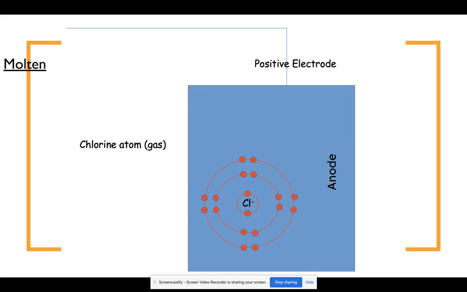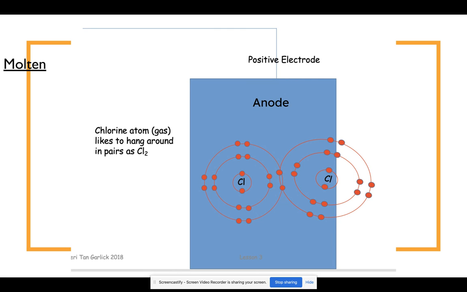When it gets there, it is going to be oxidized, so its oxidation number is going to increase. It is going to lose an electron, and it is going to form chlorine gas, because chlorine is one of the elements that like to hang around as a pair. So remember, that's hydrogen, oxygen, nitrogen, and all of the group 7 halogens, so iodine, chlorine, bromine, etc. They like to hang around as a pair, so that Cl- has been oxidized to form Cl2.